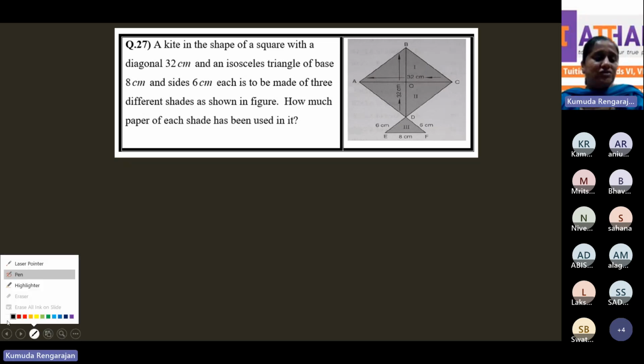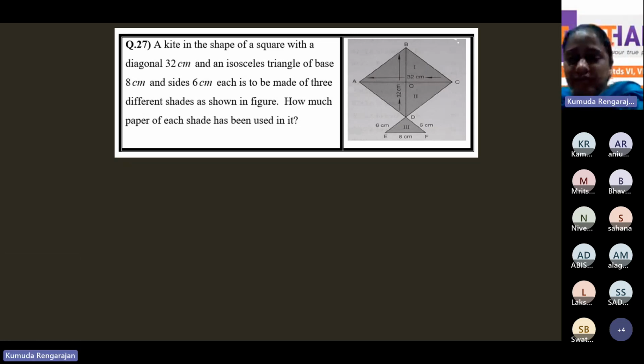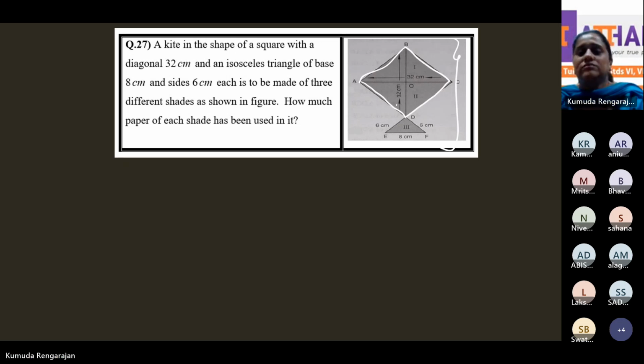So let's understand the question. The whole thing is a kite. The top part of the kite is a square. In a square, the diagonals are equal. So the diagonals are 32 centimeters, 32 centimeters.